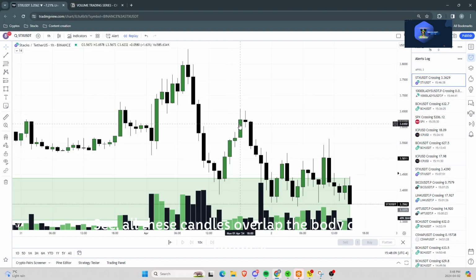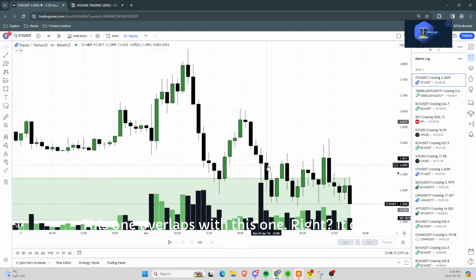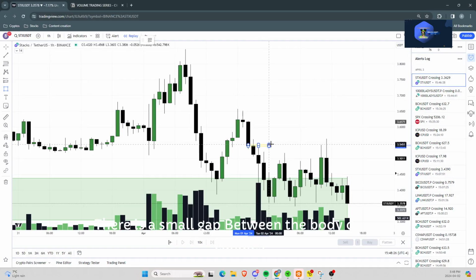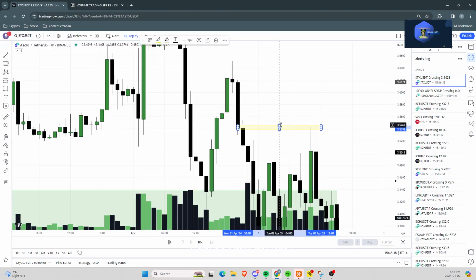See, all of these candles overlap. The body of the candles, they overlap. So this one overlaps with this one overlaps with this one, right? It doesn't here. If you see this candle, the bodies don't overlap. There is a small gap between the body of the candles, and only the wicks overlap, right? It is very minor. It is really, really small.